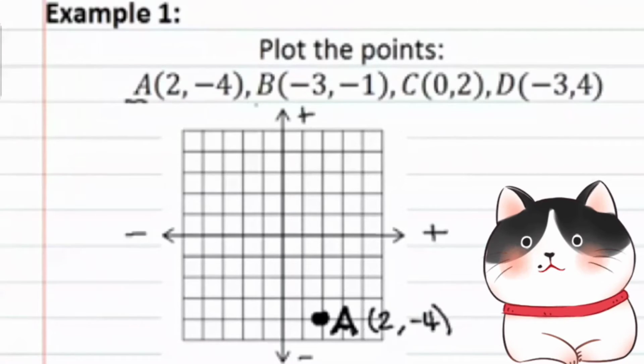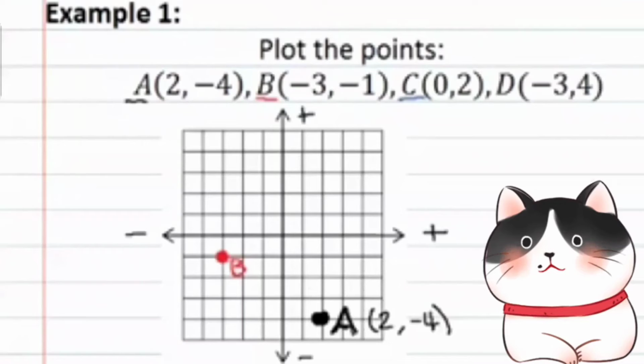Next, we will plot point B. We will be moving negative 3 for the x value, so we move to the left. We then move down 1 for the y value. We plot the point and label it B, remembering that the counting spaces are not part of the graph.